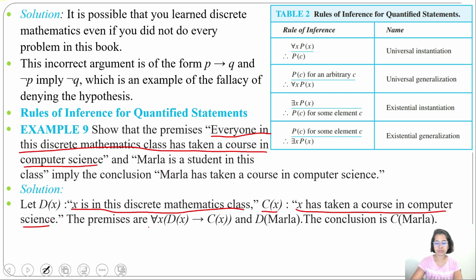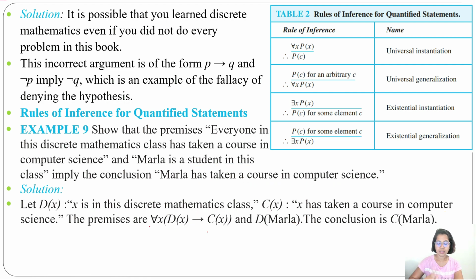The statement, everyone in this discrete mathematics class has taken a course in computer science, we can write as for all x, D(x) implies C(x). That is, everyone who is in discrete mathematics has also taken computer science. And Marla is a student in this class, so D(Marla) is also true, and we need to find the conclusion C(Marla), meaning Marla has taken a course in computer science. We need to do it step by step.